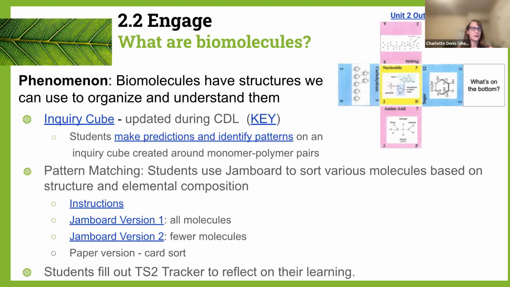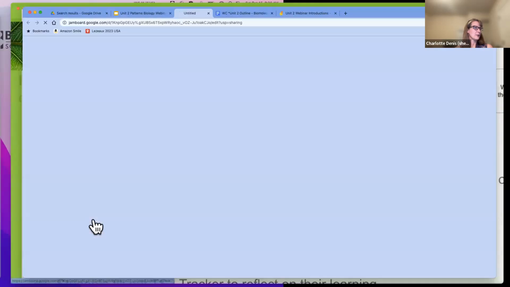We follow that up with a task that's a card sort about different kinds of molecules. This is pattern matching, and it has been circulating around on the internet for a really long time. I've tried very hard to find the name of the person who originally wrote it, to give that person credit, but have never been able to. I'll just bring up the Jamboard so that you can see.